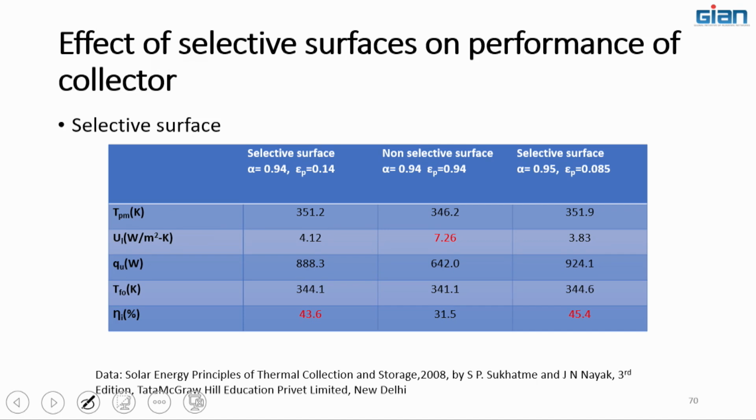So, if we talk about selective surfaces and non-selective surfaces, okay. In the first case we have considered absorptivity 0.94 and emissivity 0.14. You can see the efficiency is 43.6. Then with no selective surface, efficiency is 31.5, and then selective surface with enhancement of absorptivity and no reduction of emissivity gives 45%. So, you can consider a 31 to 45% rise, it is really, really significant, right. So, this is one observation.